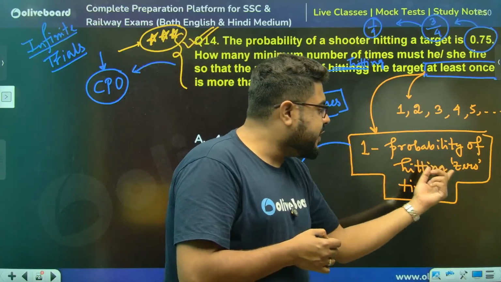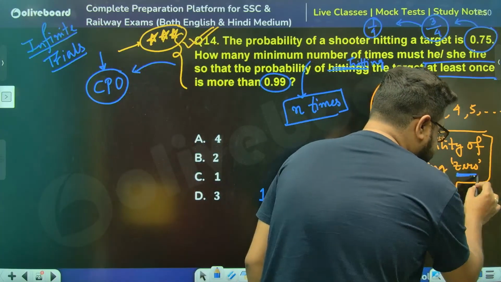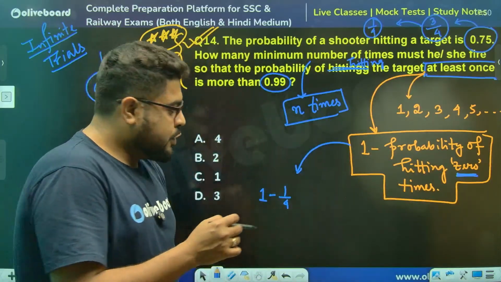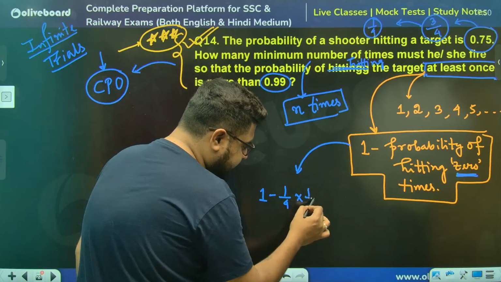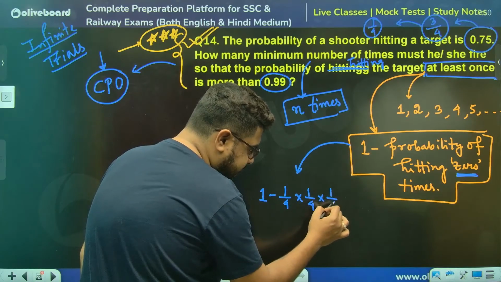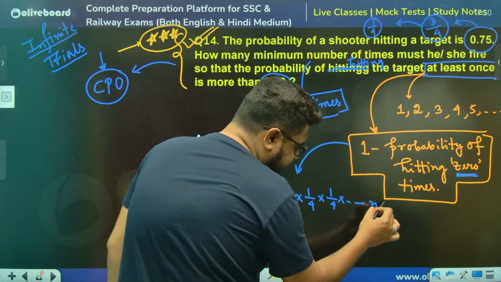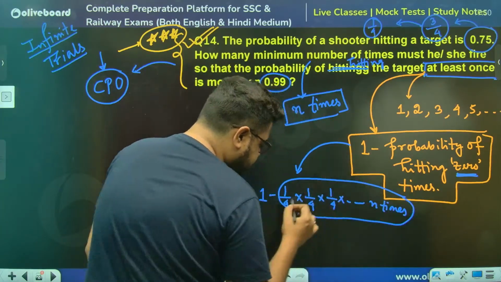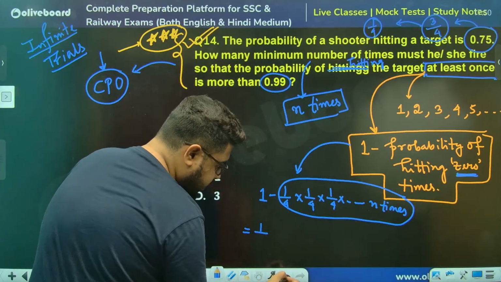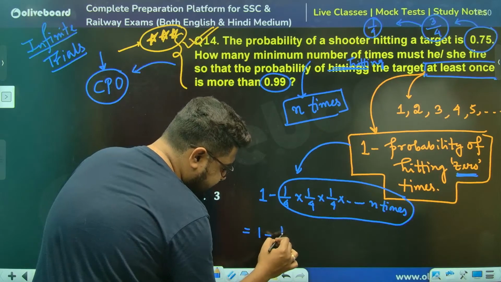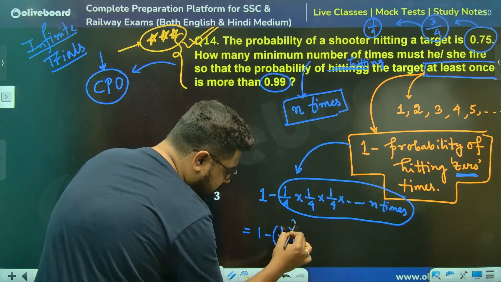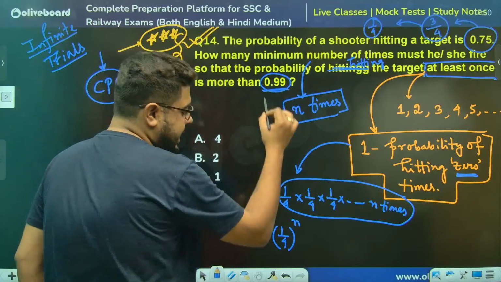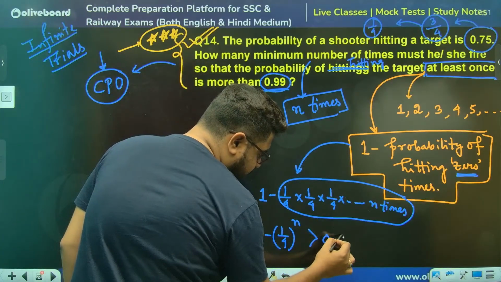Now he will miss every time because he is hitting 0 times, meaning he cannot hit once. He is missing every time. So first time he is missing, second time he is missing, third time he is missing. So all n times he will miss. So that's the probability, sir. So if I write it, it will be 1 minus 1 by 4 to the power n, sir. According to the question, that must be more than 0.99.